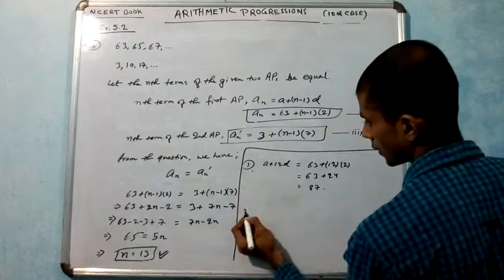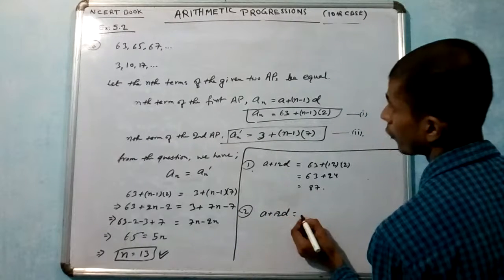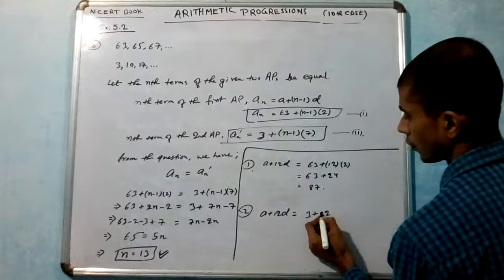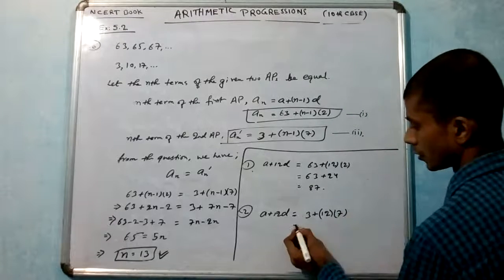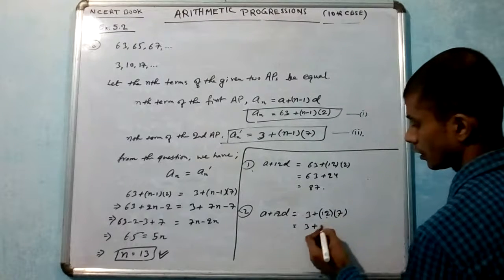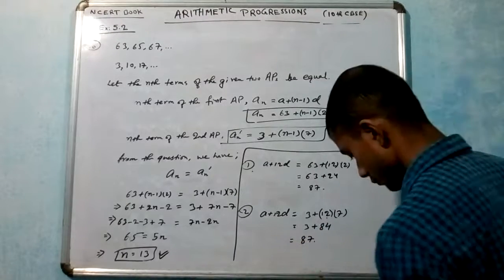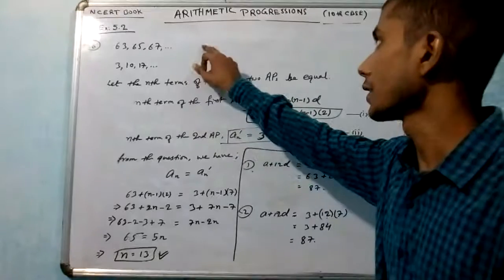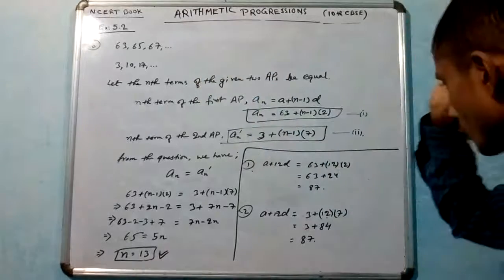First AP, second AP. A plus 12D again. What is A in this? 3, plus 12 times D. What is D? 7. 3 plus 12 times 7 is 84. Understood? So you go on finding the terms. The 13th term here and the 13th term here will match, will be equal.